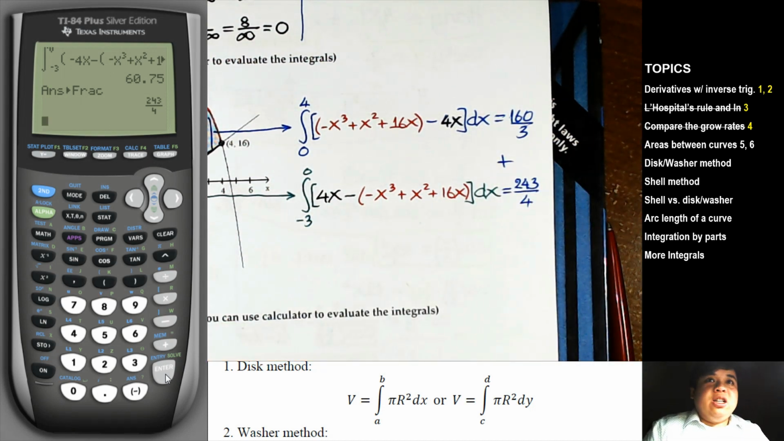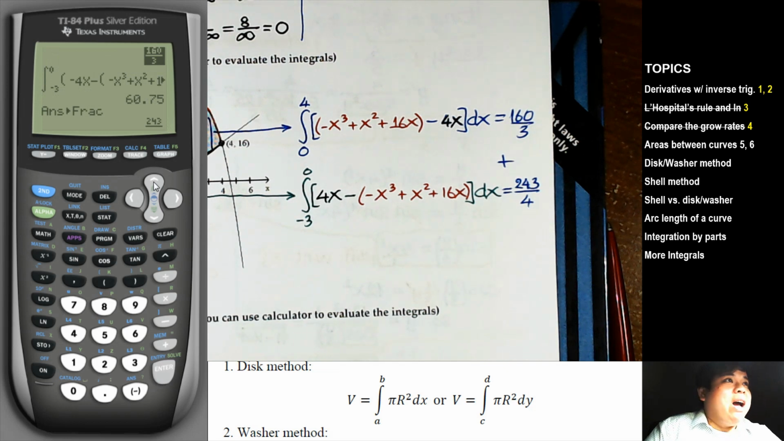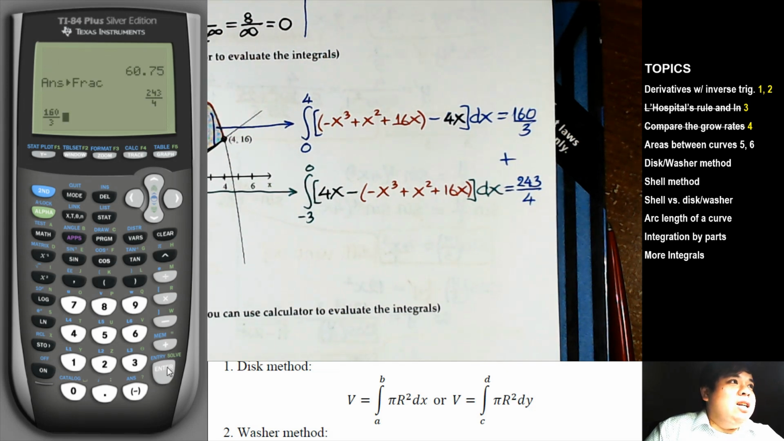So we just need to add these two together. So if we can go back like that, we just hit this one plus. When we hit enter, it will copy and paste the numbers, and we will have that.